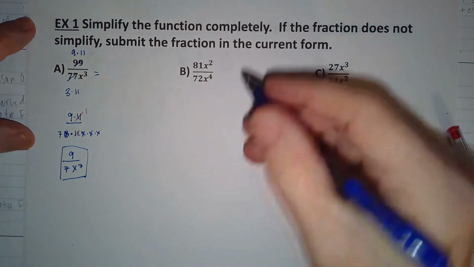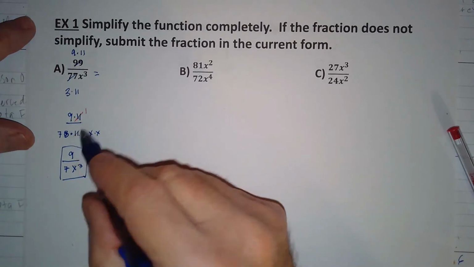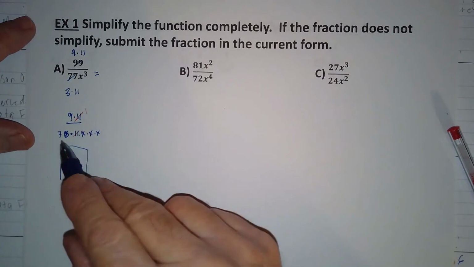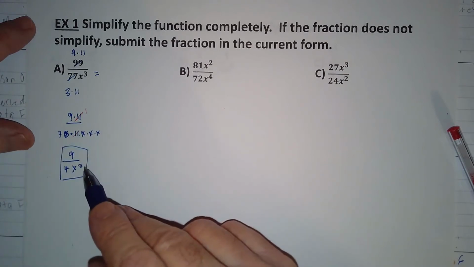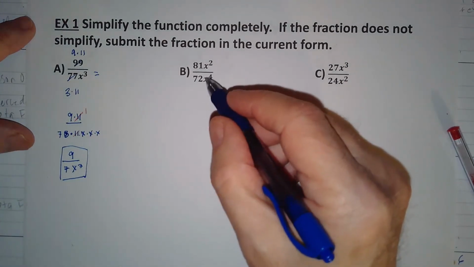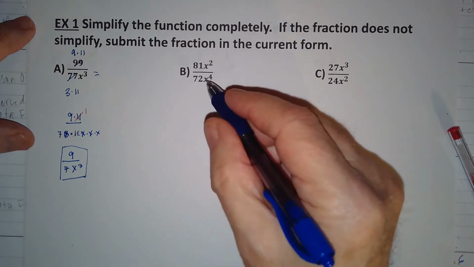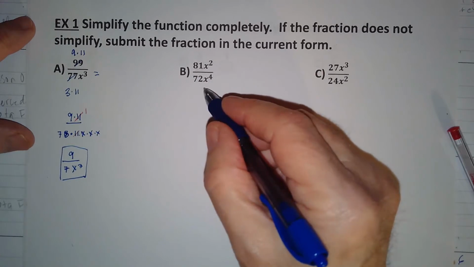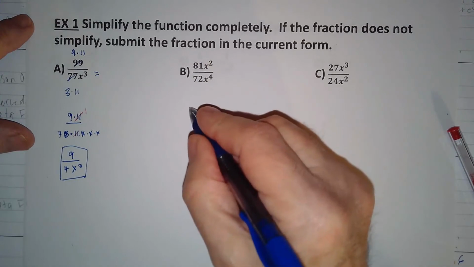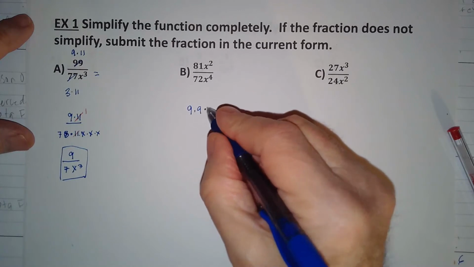Okay? All right, now these are all monomials that you're working with here. And the reason this worked for us, again, was we could break these down into numbers that were all multiplied together in the numerator and all multiplied together in the denominator. Okay? So let's do the same thing with b. So b, we have 81. 81 can be broken down into 9 times 9, and 72 can be broken into 9 times 8. So let's do that. Let's just change this to 9 times 9, and then we have x squared, which we're going to break down into x times x.